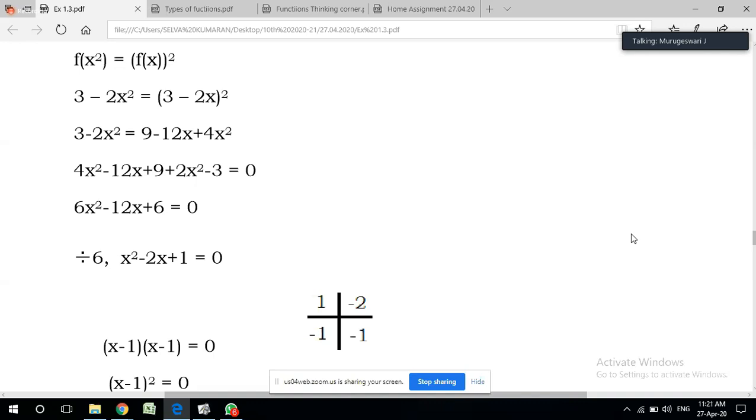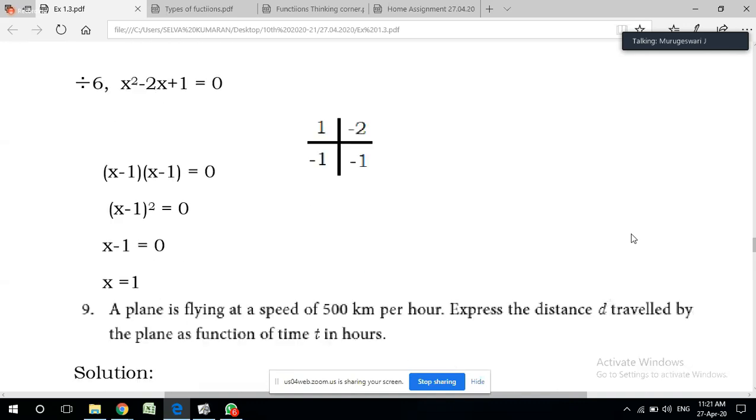Then x minus 1 equal to 0. Therefore, what is the value for x? x equal to 1. Have you understood this? Okay, using factorization method, you can solve it and find the answer x.